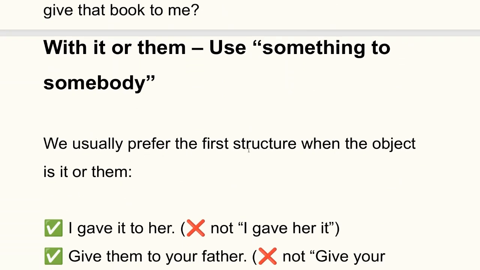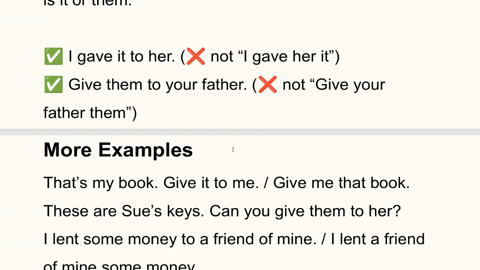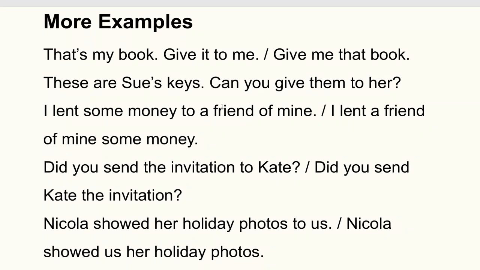We usually prefer the first structure when the object is it or them. So I gave it to her, instead of saying I gave her it, that's very unnatural. We say I gave it to her. We use the first structure. Give them to your father. Give your father them? No, that's wrong. That's my book. Give it to me. Give me that book. These are Sue's keys. Can you give them to her?